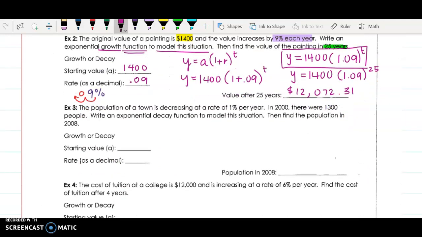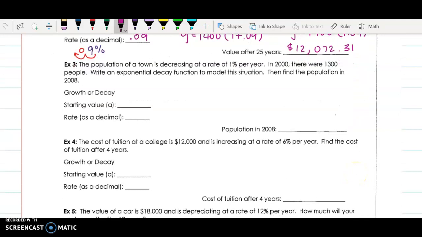Let's try another one. In example 3, the population of a town is decreasing at a rate of 1% per year. In 2000, there were 1,300 people. Write an exponential decay function to model the situation and find the population in 2008. So this is a decay function because the population is decreasing. So it's decreasing at a rate of 1% per year. So our r value is 1%.